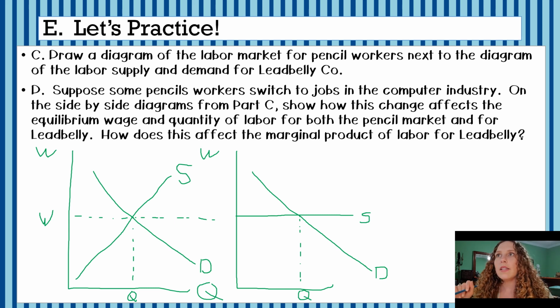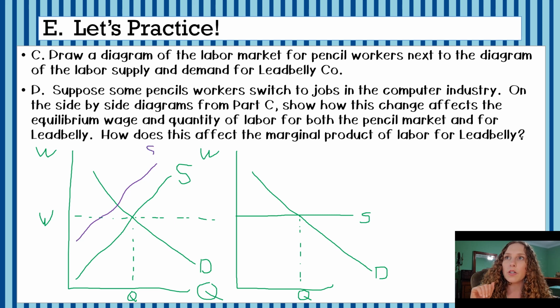Now it says, suppose some pencil workers switch jobs to the computer industry. On side-by-side graphs from Part C, so what we got right here, show how this change affects the equilibrium wage and quantity of labor for both the pencil market and for this particular firm. How does it affect the marginal product of labor? So people have left this job. This is a change in opportunities. People have left this industry for the computer industry. That means that the supply of workers in this particular industry has decreased.